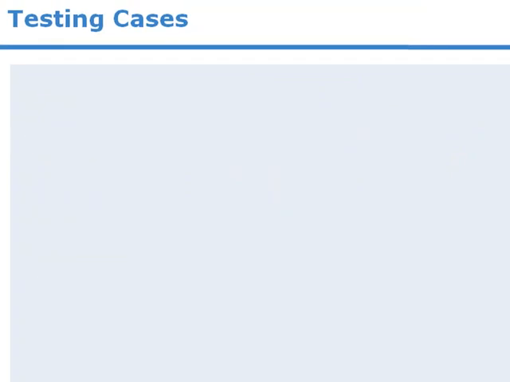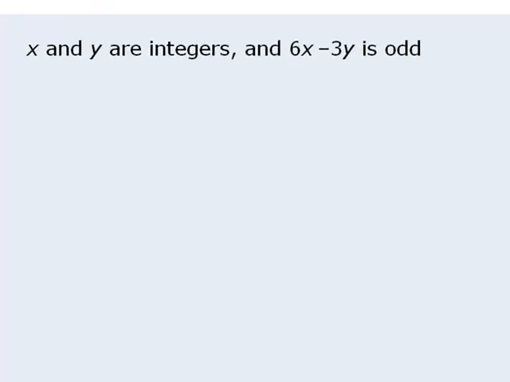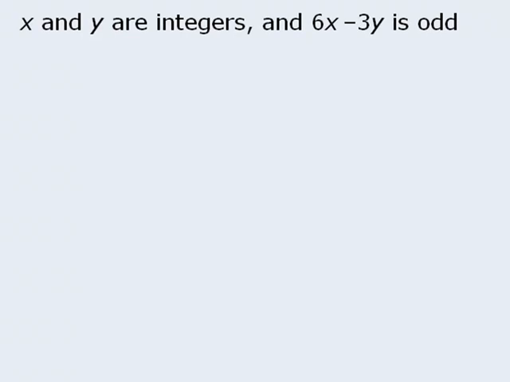Okay, let's try another one. Let's say that we're told that 6x minus 3y evaluates to be an odd number. If this is true, what conclusions can we draw about x and y?